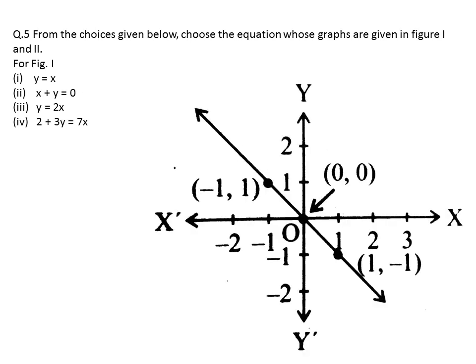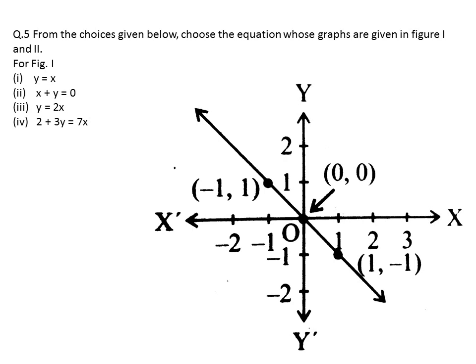Next. From the choices given below, choose the equation whose graph is given in figure 1 and figure 2. Students, first we have given 4 equations and a figure like this. We have to find what is the equation of this line. So we have to choose the equation from these 4 options: y equal to x, x plus y equal to 0, y equal to 2x and 2 plus 3y equal to 7x. Students, we will satisfy the points in every equation. If all 3 points are satisfied in an equation, then that equation will be for this line.